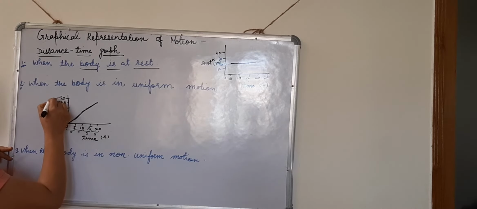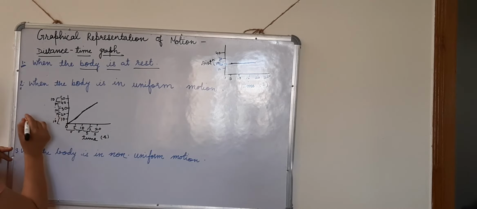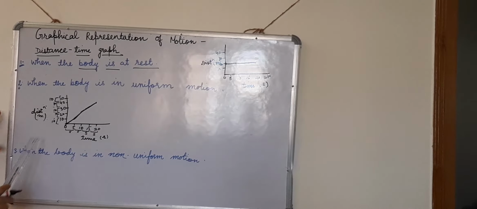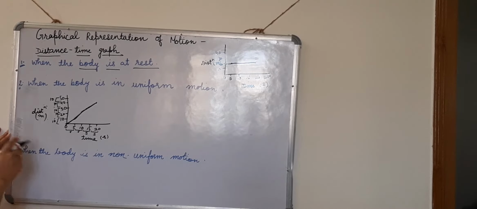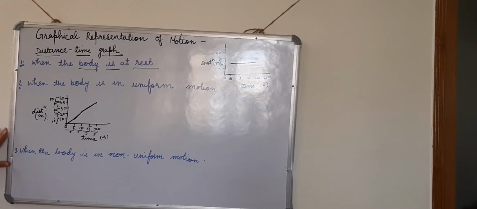40 to 50, again 10. It means the object has covered equal distance, that is 10, 10, 10, 10, 10, in equal intervals of time, that is 5, 5, 5, 5, and 5. So this straight line shows the object is in uniform motion.